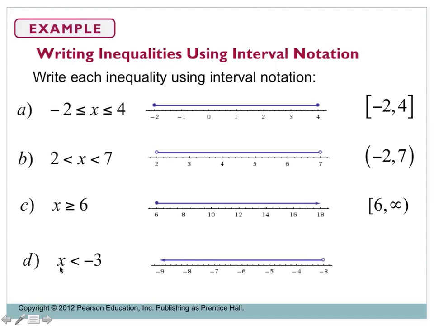And then this last one, x is less than negative 3. Here we have an arrow facing in the opposite direction, so it's going to go all the way out to negative infinity. We're not going to include negative infinity because again, it's not a real number. So we go from negative infinity all the way up to negative 3. At negative 3, we have a parenthesis, not a bracket, because it's not included. So this should be from negative infinity up to negative 3, parentheses everywhere.